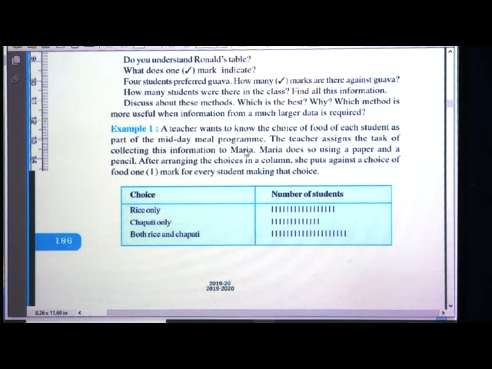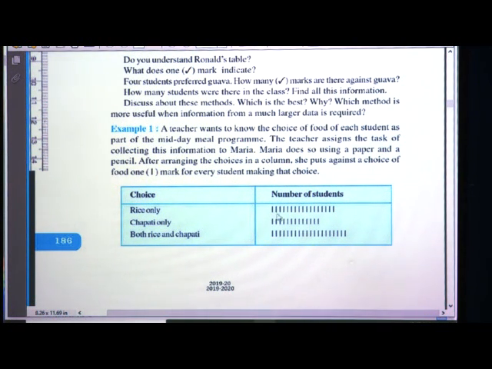Maria does so by using a paper and a pencil after arranging the choices in a column. So, what are the choices? The students who like rice only, the students who like chapati only, or the students who like both rice and chapati. And what she has done, she has just taken a pen, paper and written the choices, and in front of each choice she has put 1 tick for every student. So, how many students like rice? 1, 2, 3, 4, 5, 6, 7, 8, 9, 10, 11, 12, 13, 14, 15, 16, 17.